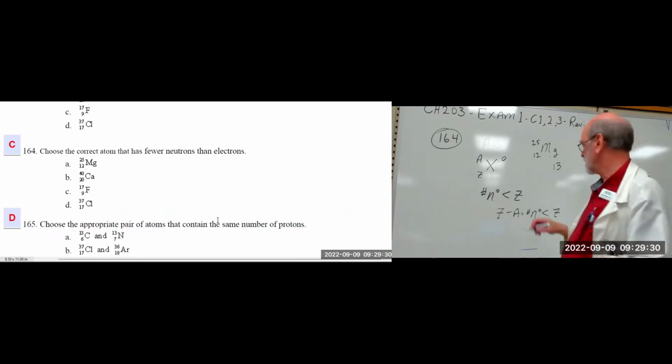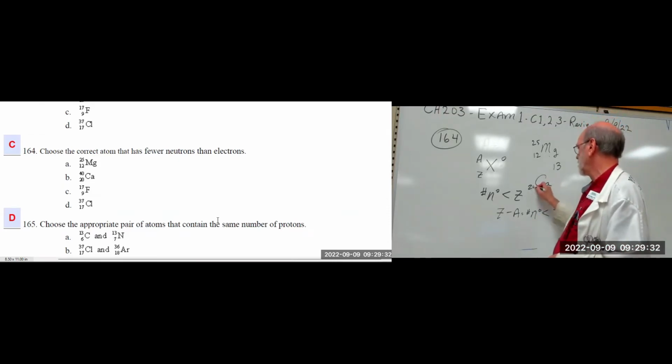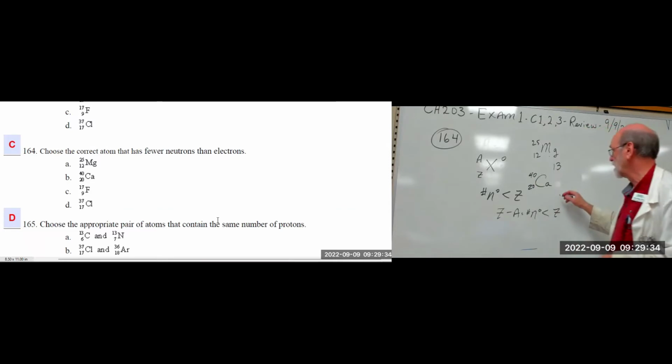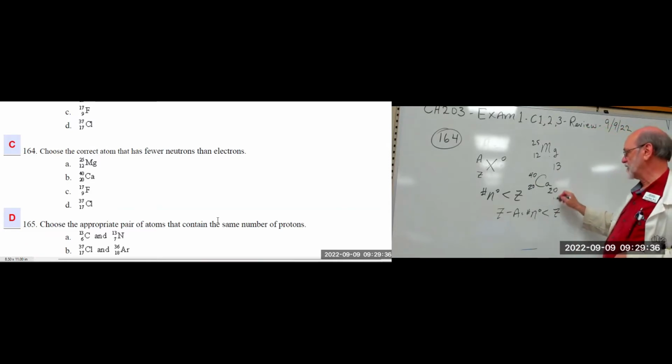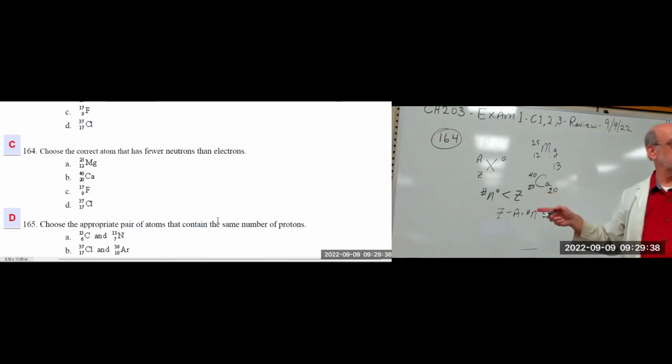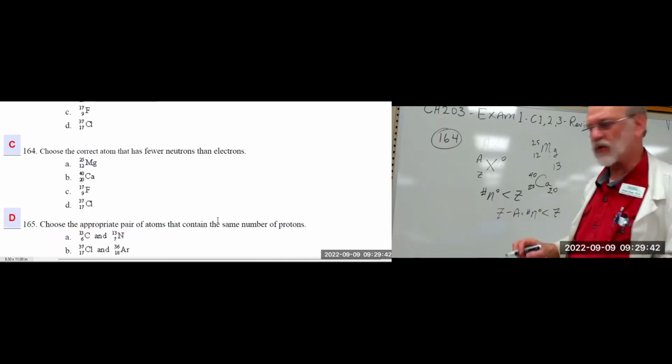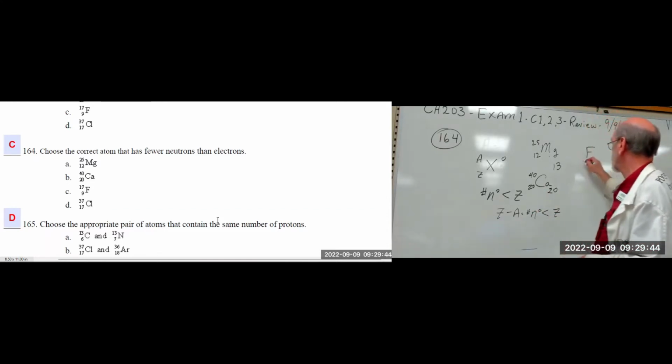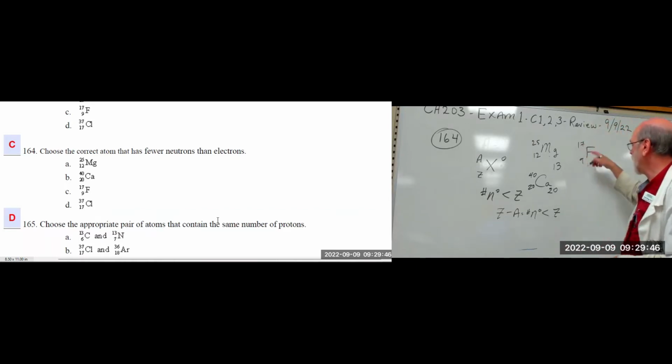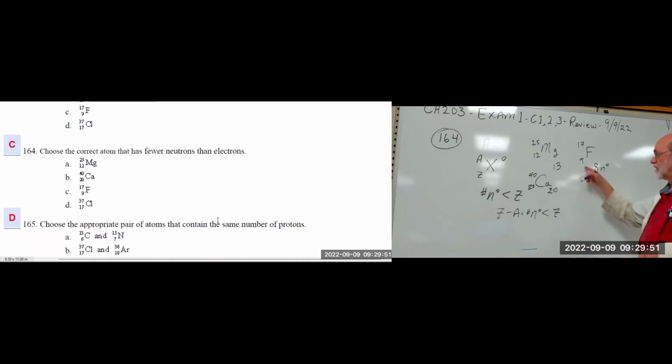How about calcium? All right, so the number of neutrons is 20. That's exactly equal to, right? So that can't be it. How about fluorine? 9 from 17 is what? 8 neutrons. That's less than Z. It's also less than the number of electrons. So that's our answer right there.